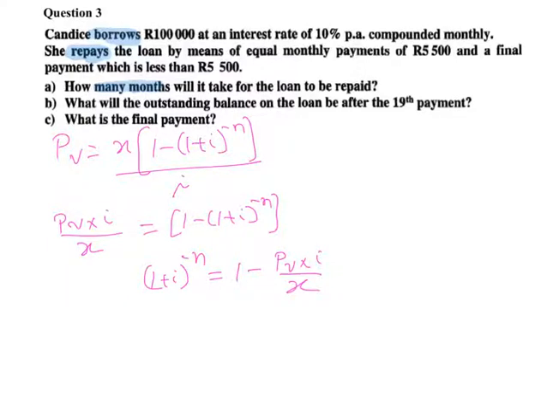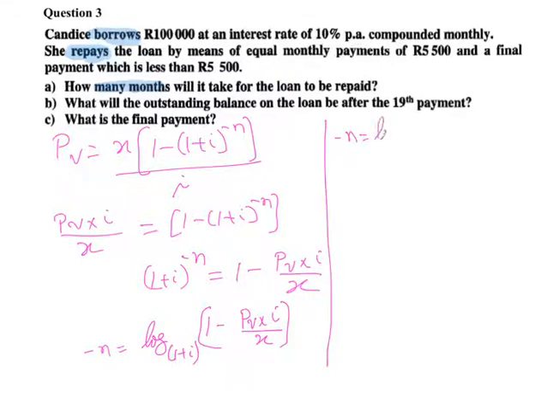Yes, now I have to make n positive, so this is going to be negative n, and I make it the subject of the formula. So negative n is equal to, how do I make the exponent the subject of the formula? I will use logarithm. So it is log of 1 plus i. The base of the exponent remains the base of the logarithm, of 1 minus PV times i divided by x.